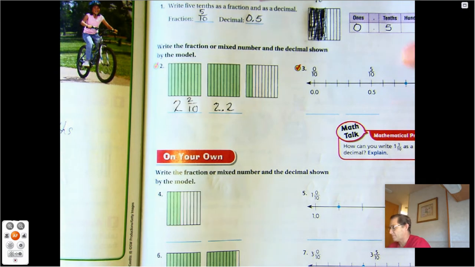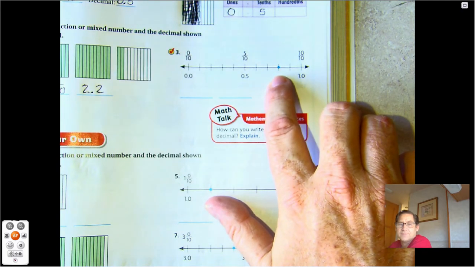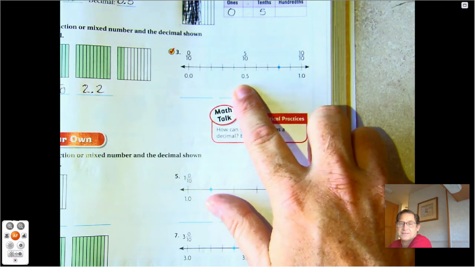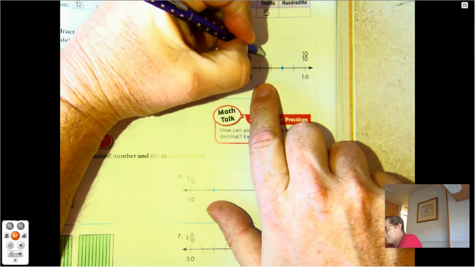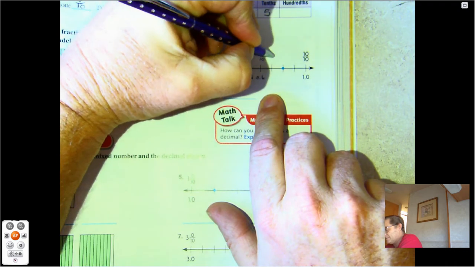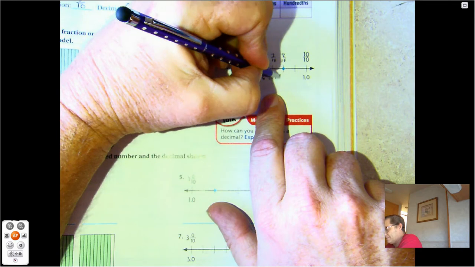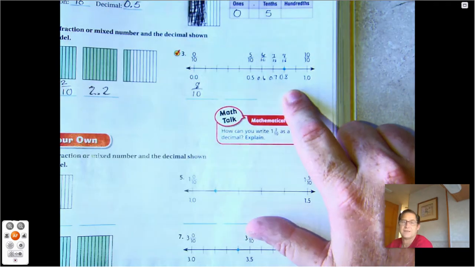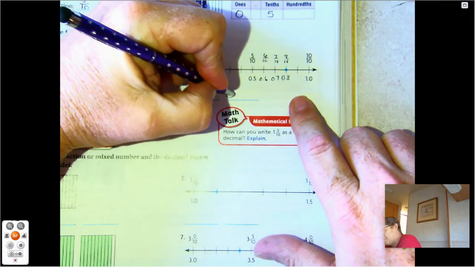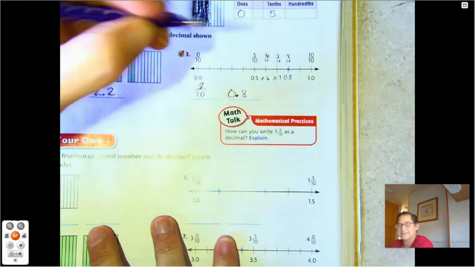All right, so here I see a location on the number line that's in between 5/10 and 1 whole. So 5/10, 6/10, 7/10, 8/10. So this is at 8/10 as a fraction, and its equivalent decimal is 0.8, which is read as 8/10.